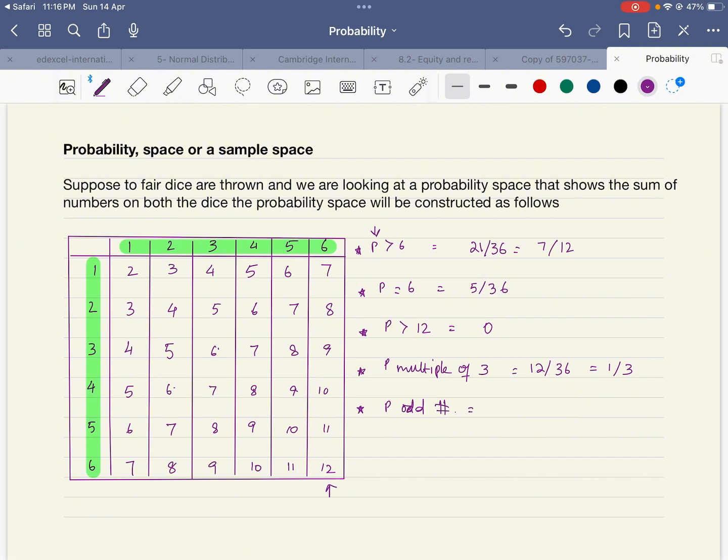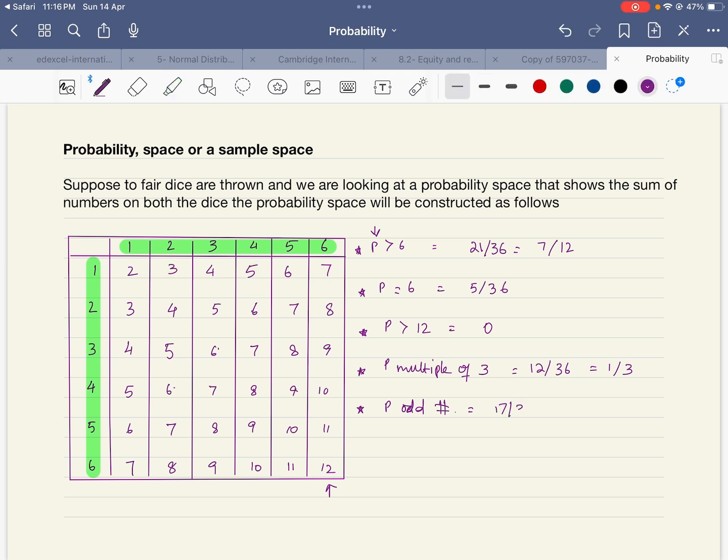And probability of the sum being odd: 1, 2, 3, 4, 5, 6, 7, 8, 9, 10, 11, 12, 13, 14, 15, 16, 17. Right? Sum being odd is 17 upon 36. That is the answer.